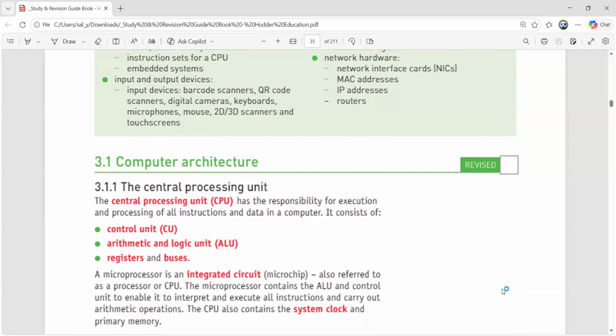Fine. It consists of the control unit, the ALU, arithmetic and logic unit, and registers and buses. So first of all, we talk about what is a microprocessor. A question can come in the paper, maybe for a mark, asking what is a microprocessor. It's an integrated circuit or a microchip that we call a processor, CPU, or microprocessor. These are all alternate words, and they all talk about a system composed of ALU, CU, and registers. Okay? And definitely the buses are there.